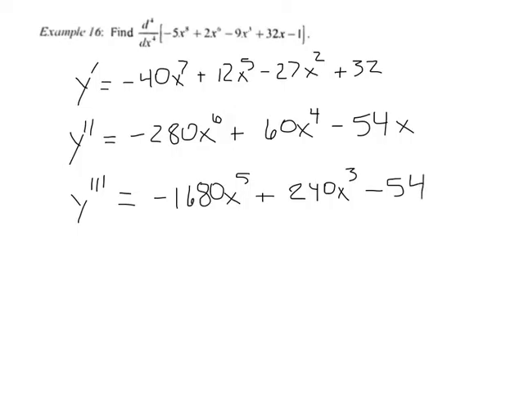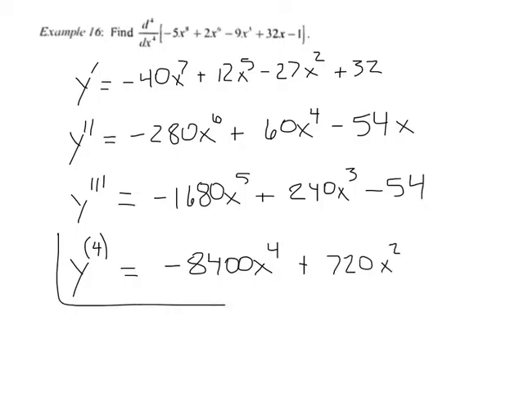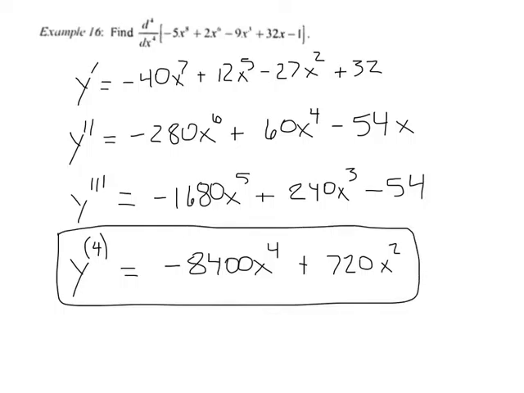And now the 4th derivative, so the way that I'm writing it, now I put a y, and now in parentheses I put the 4 down. And once I get that, I'm going to get negative 8,400 x to the 4 plus 240 times 3 is 720. And we have an x squared. So in the end, this would be my answer. You just keep taking derivatives of derivatives.